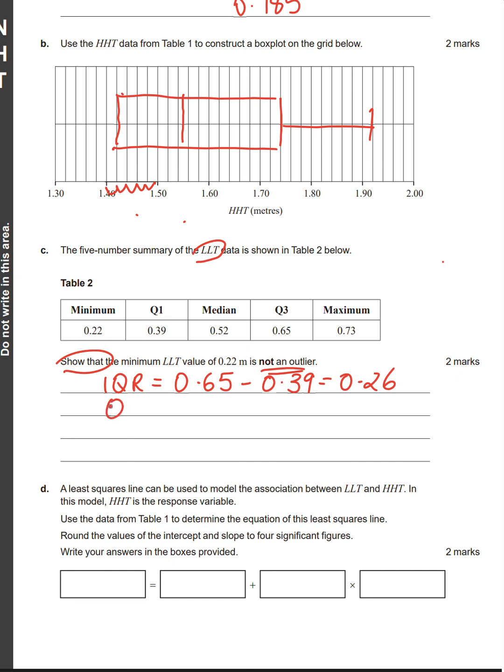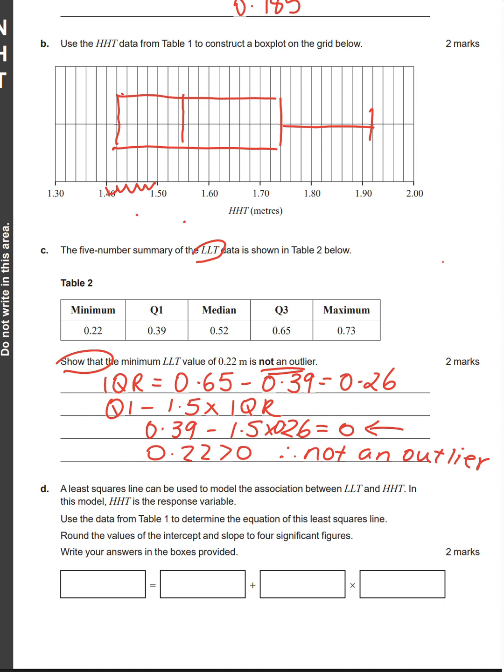And then we use our formula, Q1 minus 1.5 times the IQR, or 0.39 minus 1.5 times 0.26, which is going to give 0. Now, we've calculated the lower fence, but we need to actually show that it's not an outlier. So we can just say 0.22 is greater than 0, therefore not an outlier.